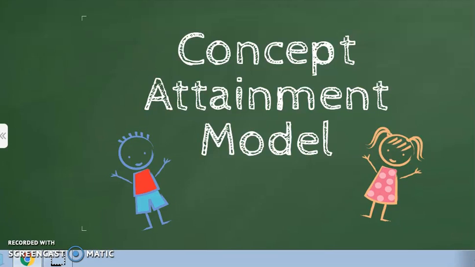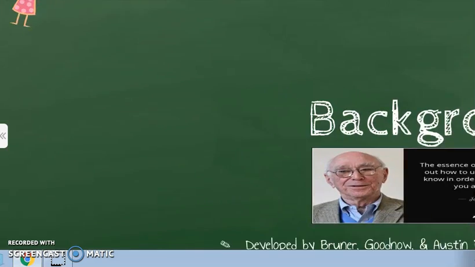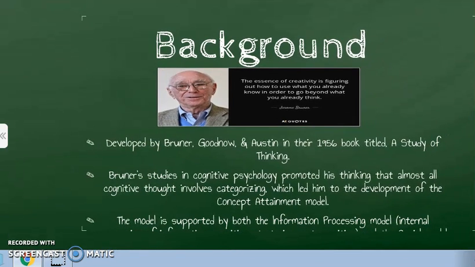The concept attainment model. The concept attainment model was developed by cognitive psychologist Jerome Bruner and his colleagues Goodnow and Austin.